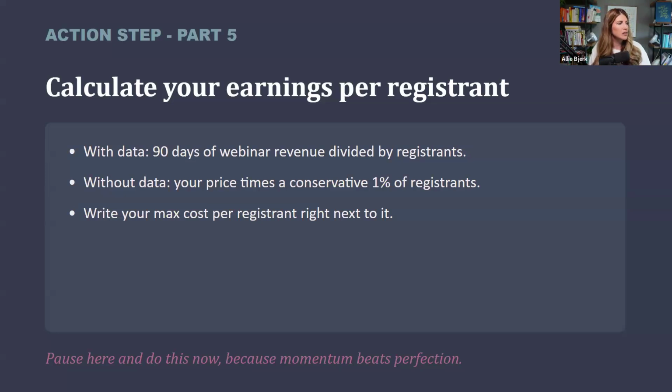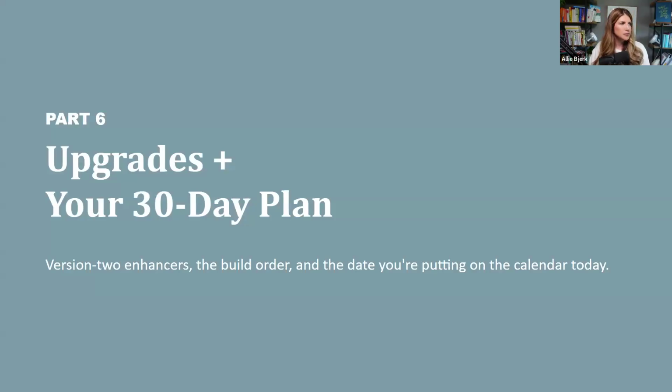If you don't have data, you want to make sure that your price is about 1% of registrants, or that it's your price times 1% of registrations. That's what you could assume is buying from the webinar. And then figure out, what are you able to spend on ads? Knowing that those numbers would hold steady, could you run ads towards this and still be profitable, knowing what your cost per registration on ads needs to be for your webinar to start making sense, or to keep making sense.